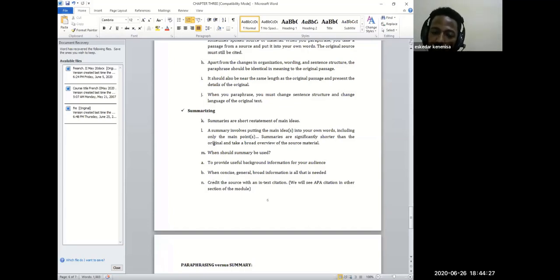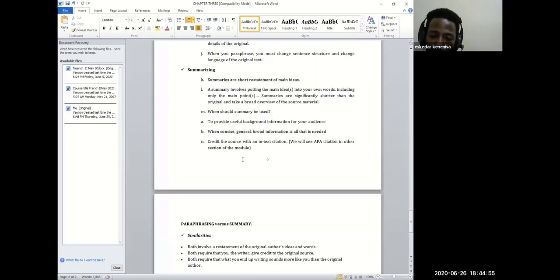In a direct quote, you put it under quotation marks. In paraphrasing, you put it in your own language, therefore you are not required to include the quotation mark. The same way in summaries, you are not expected to include the quotation mark, but you give the citation: the name of the author, the date of the publication of the material, the page, everything should be included.